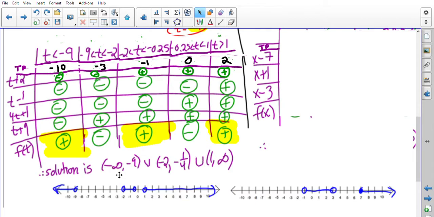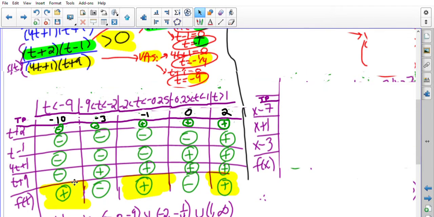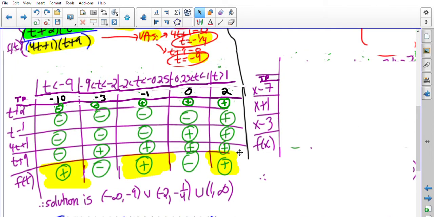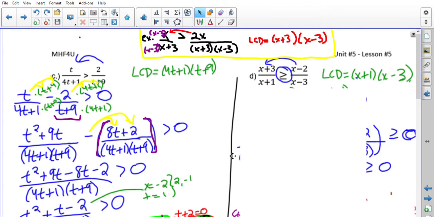So that means the solution to this rational inequality is negative infinity to negative 9 in union with negative 2 to negative 0.25, or negative 1 over 4, in union with, and then this guy here, 1 to infinity. We didn't have the equal to symbol, so that means all those boundary values should be open circles. Okay, and our last one.